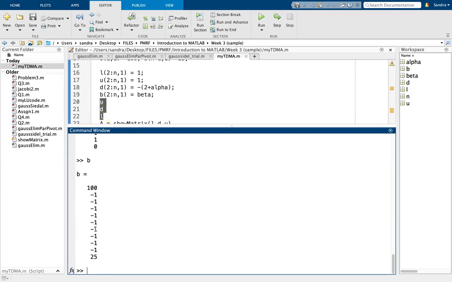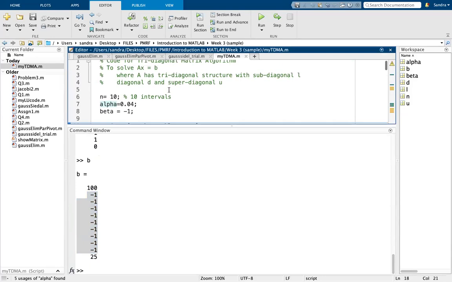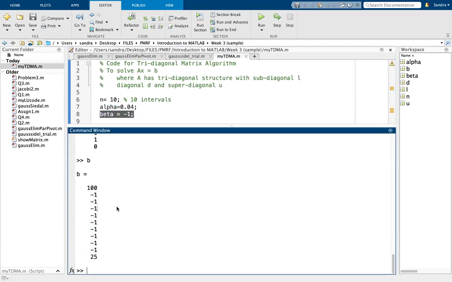Now for B, we'll see 125, and this is the beta value, because the beta value, I had said, is minus 1. Okay, now I have made all the L, U, D, and B. That is the upper diagonal, lower diagonal, the main diagonal, and the B values.